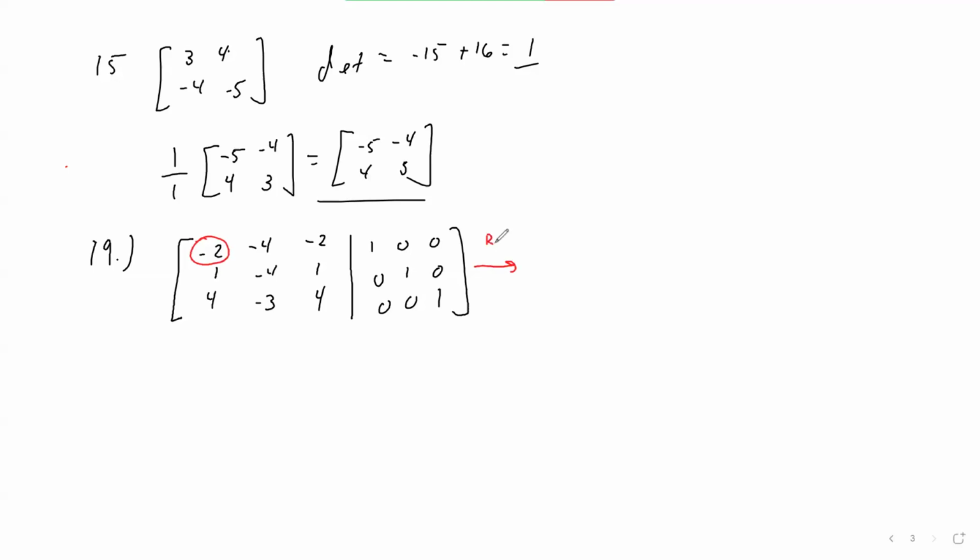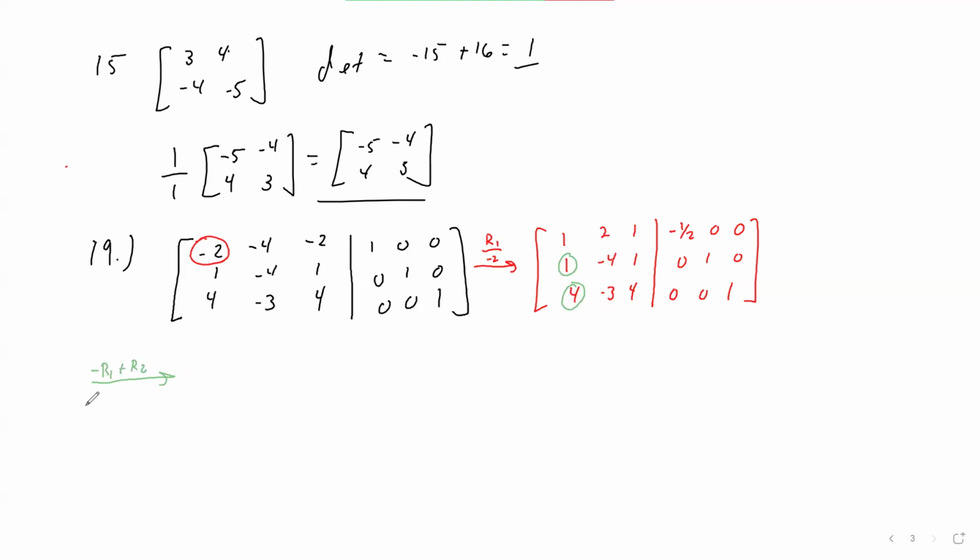So we're going to do row 1 divided by -2. So that's going to be 1, 2, 1. 1 divided by -2 is -1/2. You're going to be dealing with lots of fractions, by the way. And then we got 1, -4, 1, 0, 1, 0, 4, -3, 4, 0, 0, 1. All right, next thing I want to do is produce a 0 here and a 0 here. So I'm going to do negative row 1 plus row 2. And then I'll do -4 row 1 plus row 3.